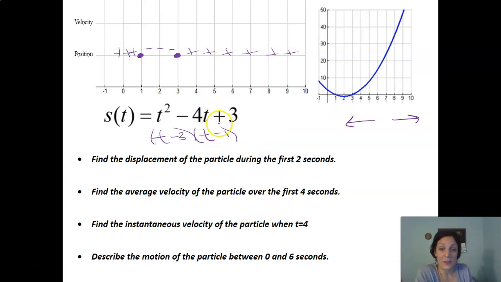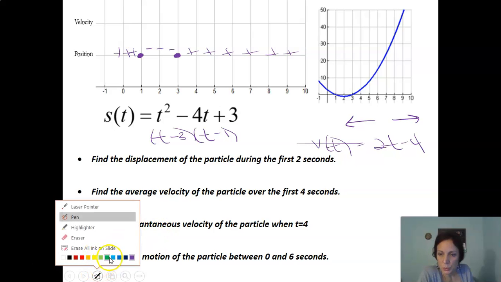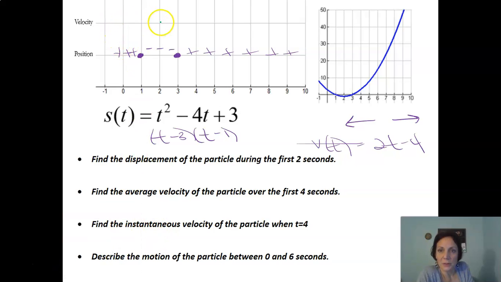I want to do the same thing, but I want to do it for velocity. So we already took a derivative. All right, so my velocity is 2t minus 4. So the 0 of that, the part where my velocity hits 0, would be at time equals 2. So I'm going to go up, up, up, and mark 2 on my velocity line.